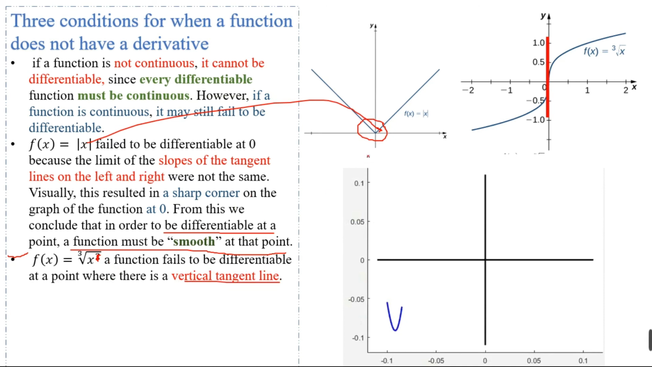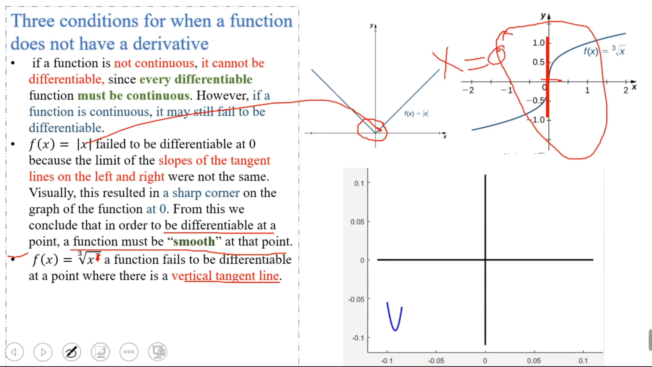We have also already proved this with the help of an example. When a function has a tangent line with vertical slope, infinite slope, or a vertical tangent line, at that point the function is not differentiable. At x = 0, this function has a vertical tangent line with infinite slope. So at this point the function is not differentiable, and this is the second condition.